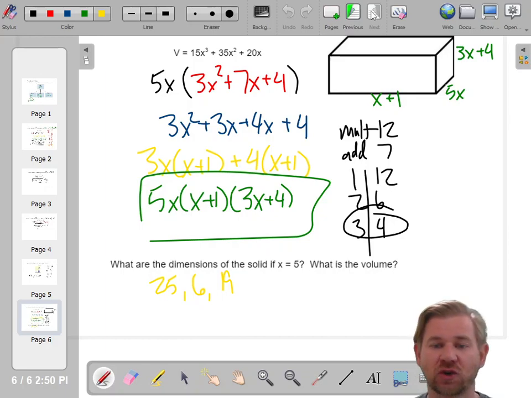That's sort of a crash course in factoring. You need to make sure you practice all of this.